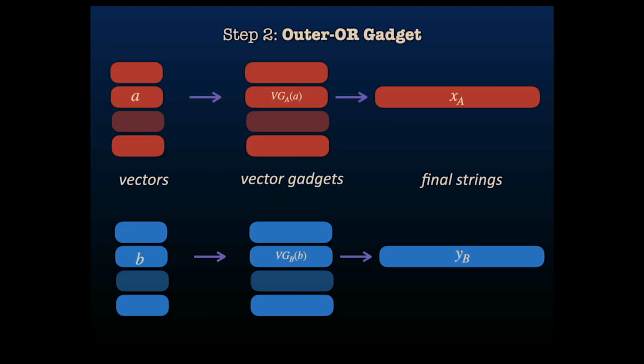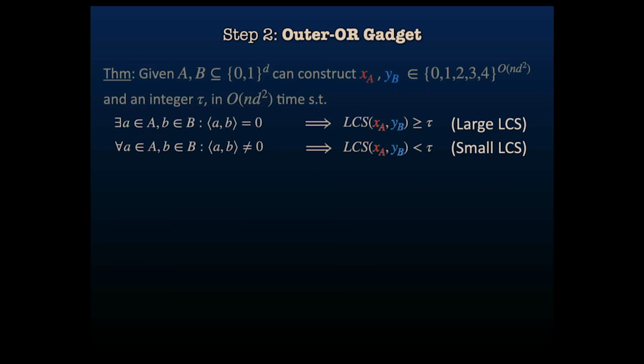Okay, so we're done with the vector gadgets. Now we want to create the long strings. So we want this theorem, that we can take the vectors and construct these strings. They are long now, n times d squared. The alphabet has these symbols. We're going to use one more symbol. And there's some value tau such that if there's an orthogonal pair of vectors, then the LCS is greater than tau. Otherwise, it's less. And here we don't care about equality. Now, this is the final thing, so as long as there's a gap, we're happy.